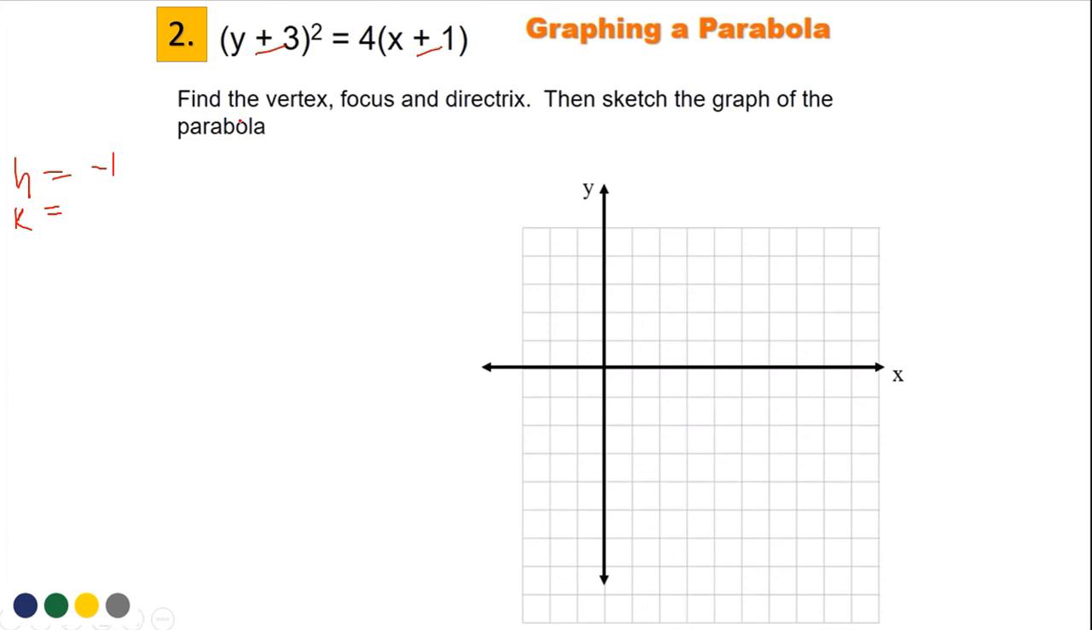Now, what's the value of k? Negative 3 po. Oh, di alam nyo na agad yung value ng ating vertex. So the vertex rather here is negative 1 and negative 3. Gets? Gets mo ba? Yes, sir.